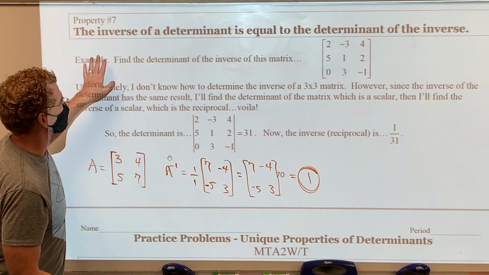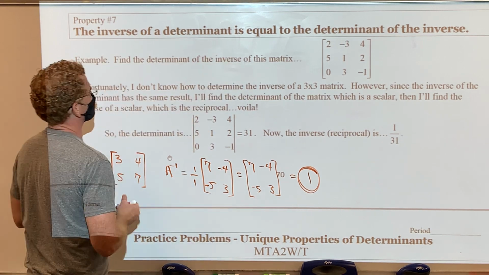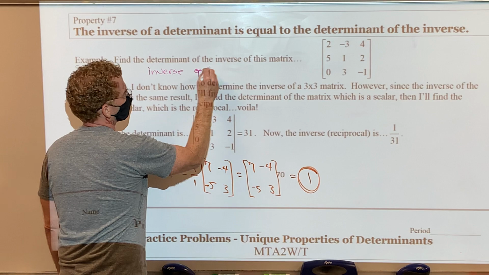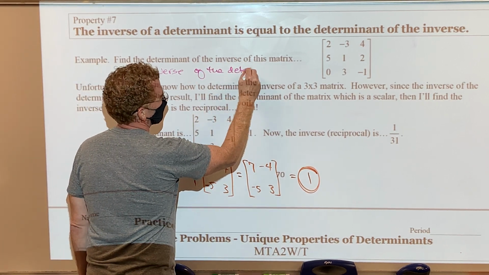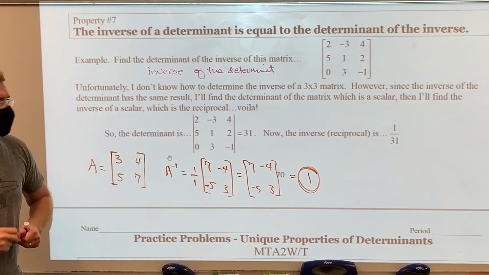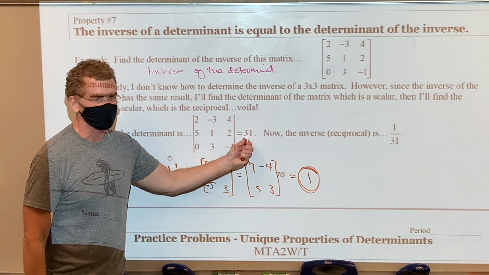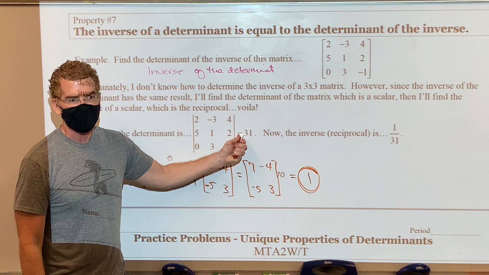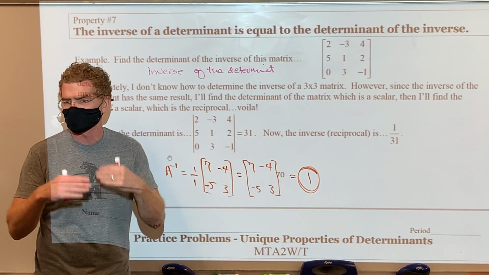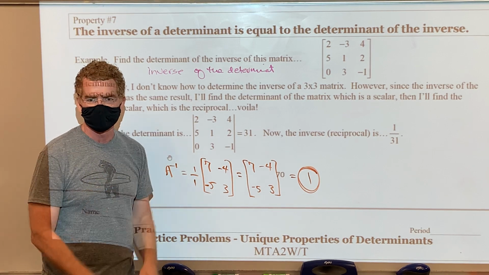So it turns out the determinant of the inverse is the same thing as the inverse of the determinant. And that I can do, because I can take the determinant of that. The only difference is when I take the determinant, I get a number like this, 31. And now to take the inverse of a 31, the only way would be a multiplicative inverse, and you flip it.